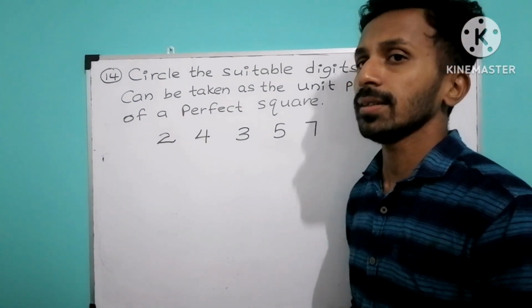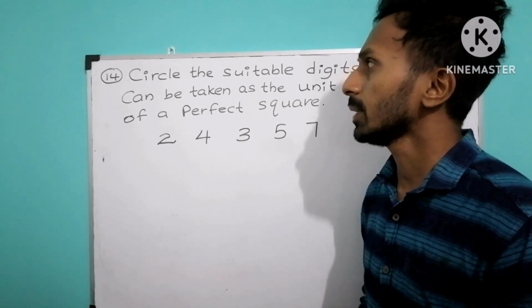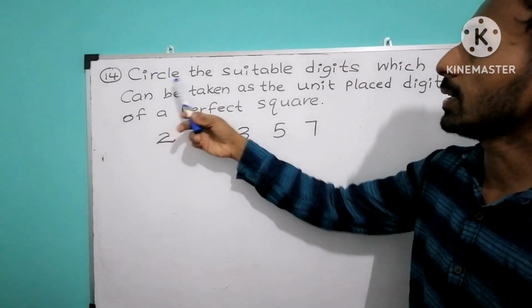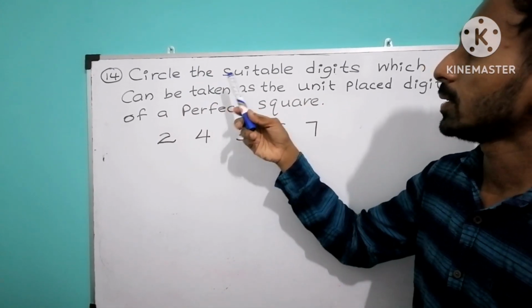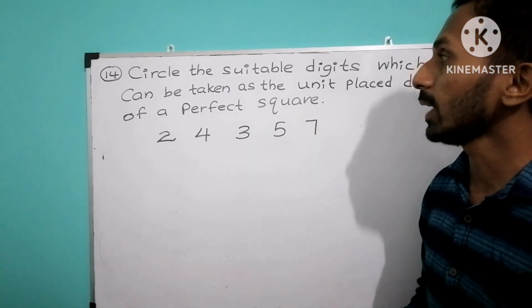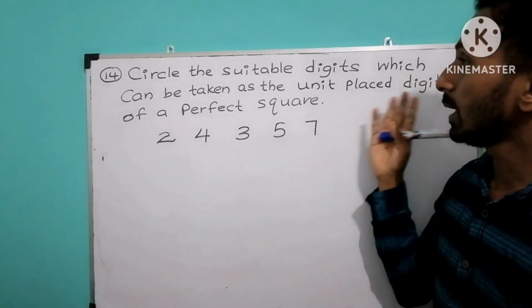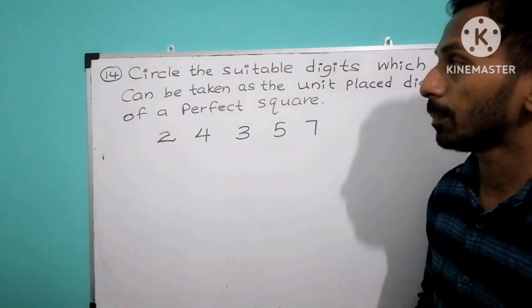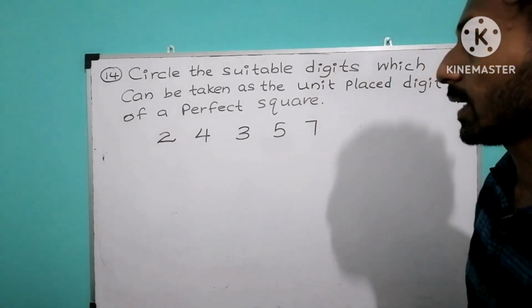This is your next question. This question is related to your lesson square root. Okay, let's see. Circle the suitable digits. Circle වට කරන්න සුදුසු ඉලක්කම් which can be taken අපිට ගන්න පුළුවන් as the unit place එක ස්ථානයට of a perfect square පූර්ණ වර්ගවල එක ස්ථානයට ගන්න පුළුවන් ඒවා අපිට වට කරන්න කියලා කියනවා.